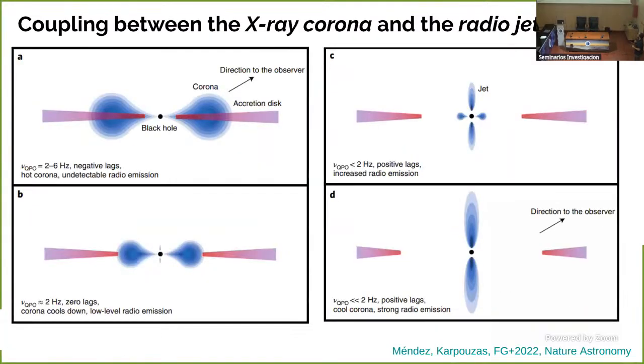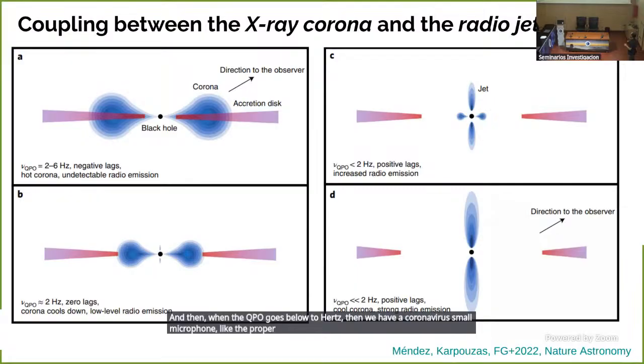Okay, so the idea is essentially plotted here. There is one part when the QPO frequency is large, where we have the corona as the inner hot flow on top of the disk. And then when the QPO goes below 2 Hertz, then we have a corona that is more like the proper jet, and there is no feedback with the disk.